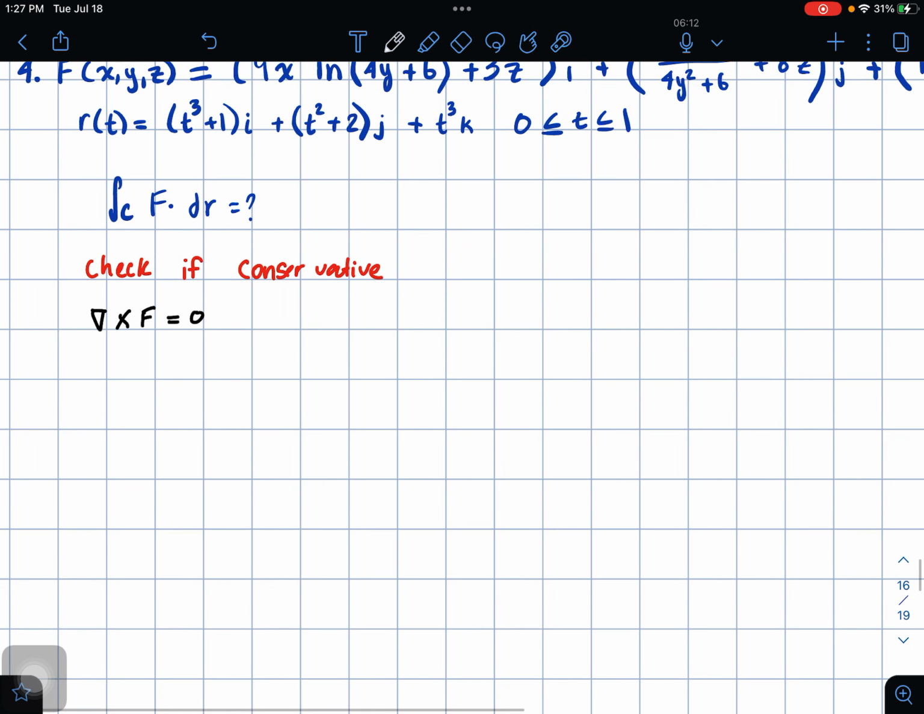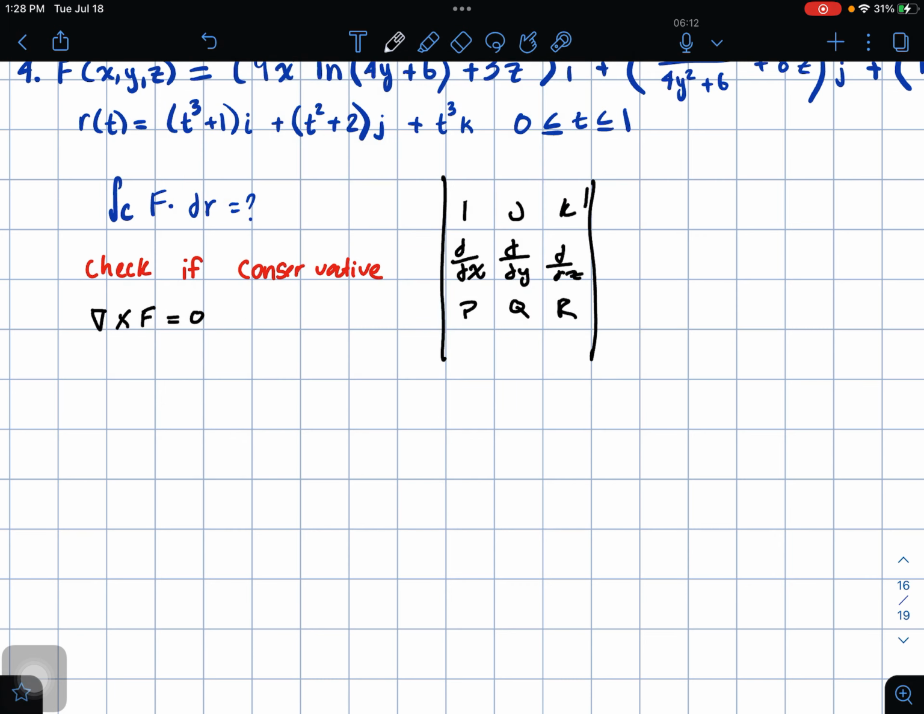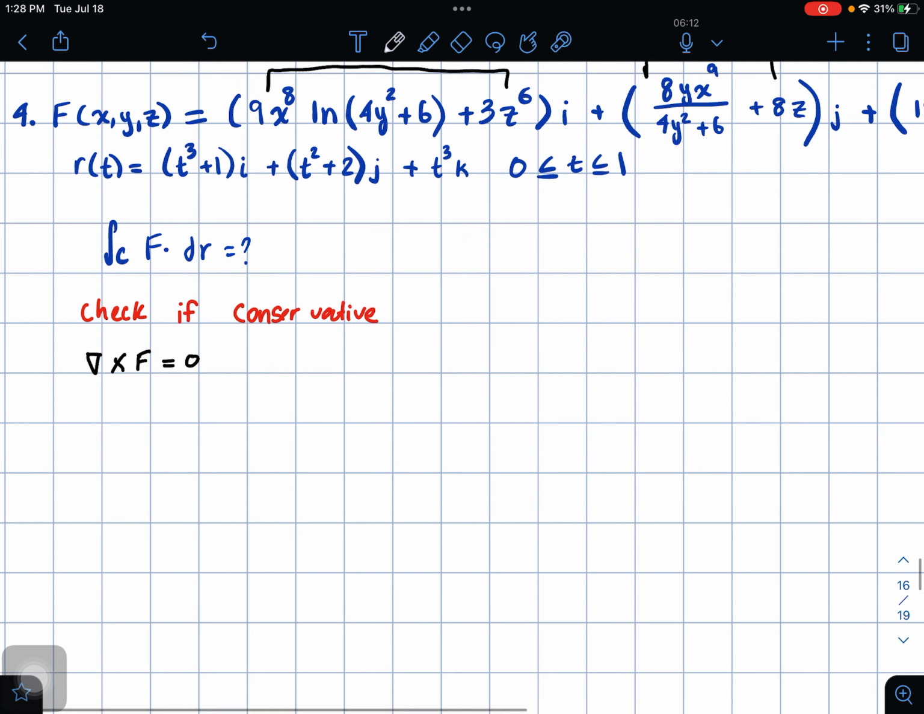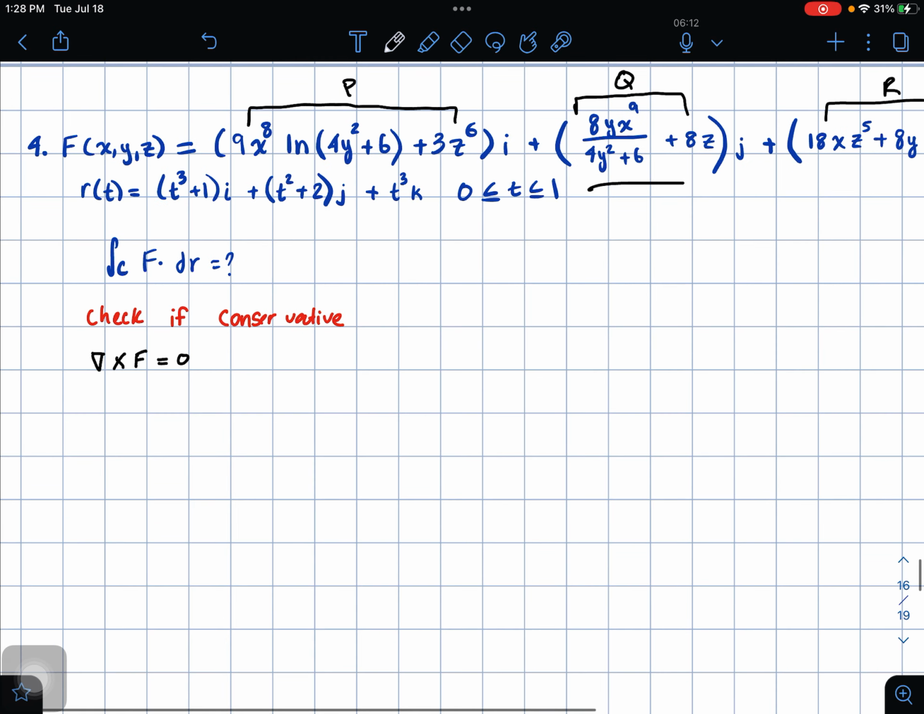In general, what you would have is i, j, k, then del x, del y, del z, and then P, Q, R, and you just take the determinant of this. I like to do it the way I learned it, which is you just write this, then this, in a line.